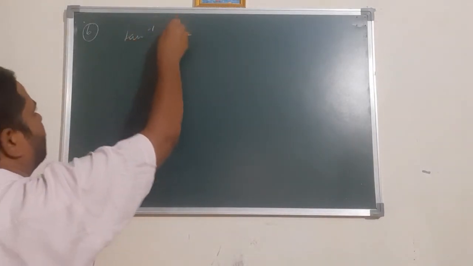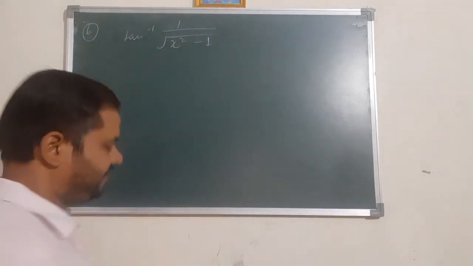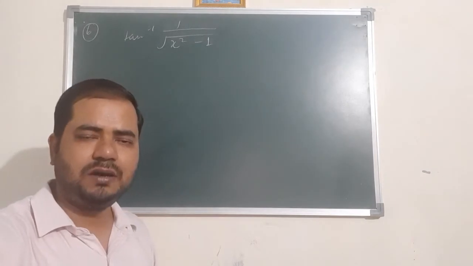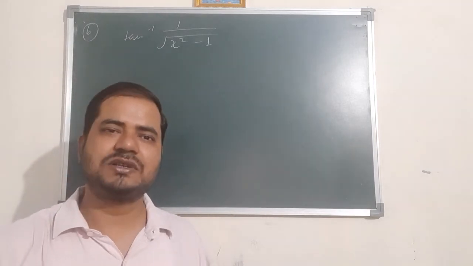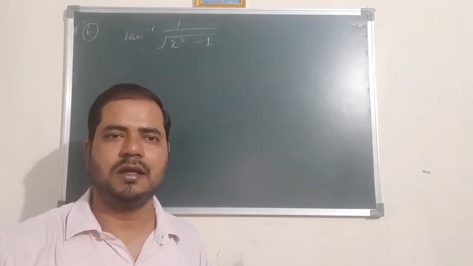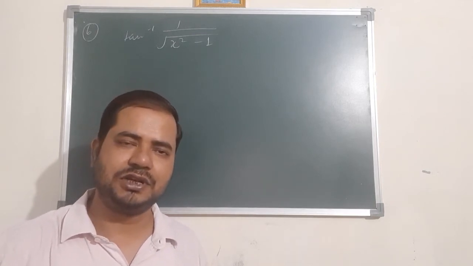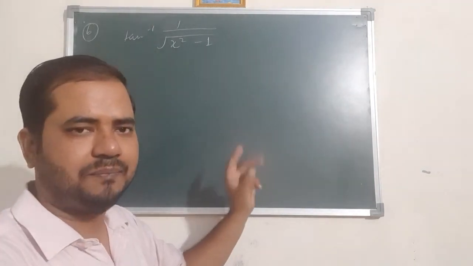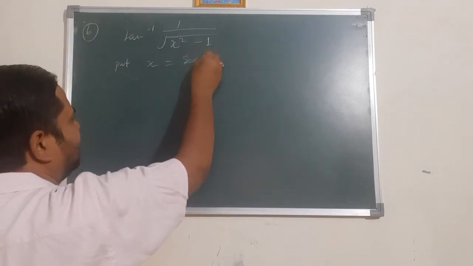Tan inverse of 1 upon root of x square minus 1. Okay. Now see, whenever you see in the square root there is either x square minus 1 or 1 minus x square. If x square minus 1, you must use x is equal to either sec theta or cosec theta. But if there is 1 minus x square, you must use x is equal to either sin theta or cos theta. Okay. Why? Because this is the formula. So let, or simply put, x is equal to sec theta.